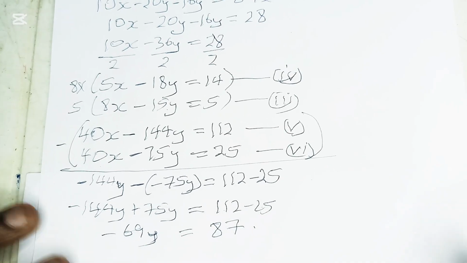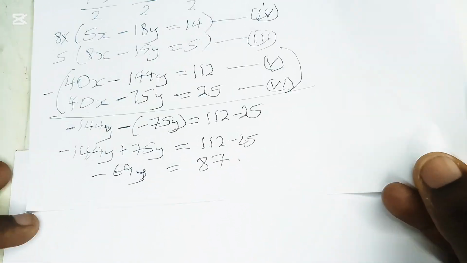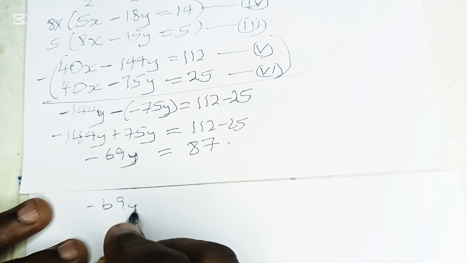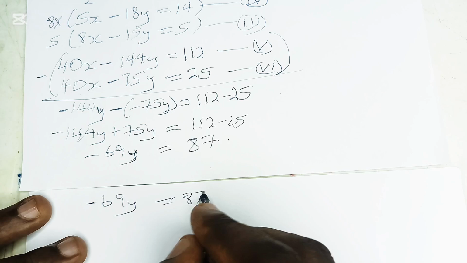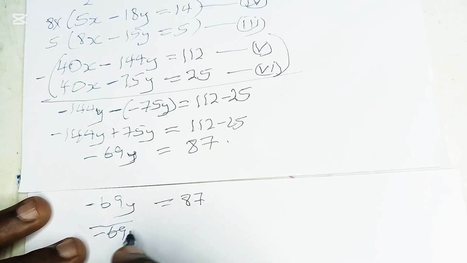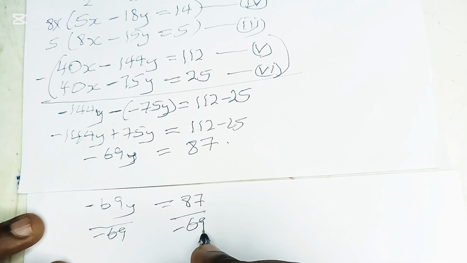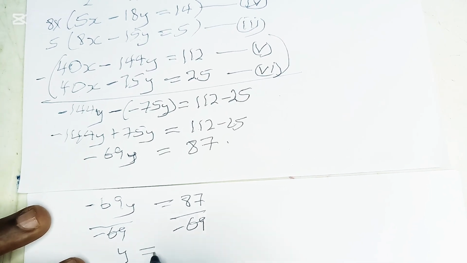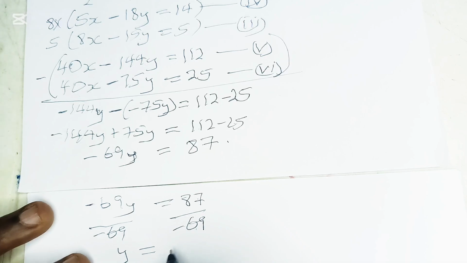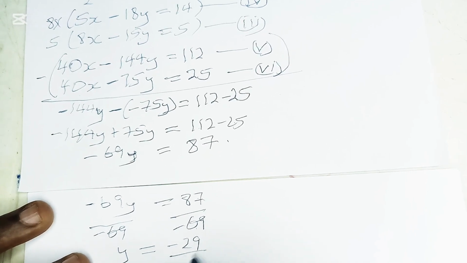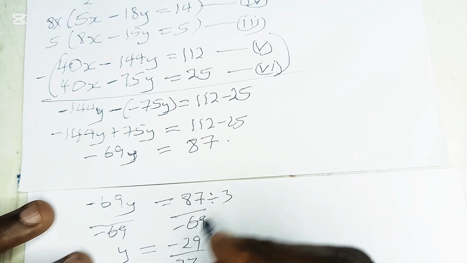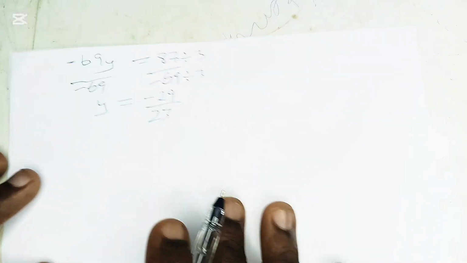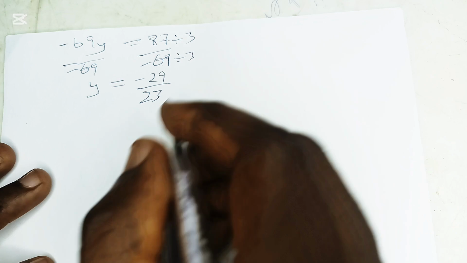Having this, we have to divide both sides by minus 69. So minus 69y is equal to 87, divided by minus 69, divided by minus 69. So the actual thing here is y is equal to 87 divided by this, so minus 29 over 23, because this can be divided by 3 and this can be divided by 3. So it goes in that manner. So this is our y.